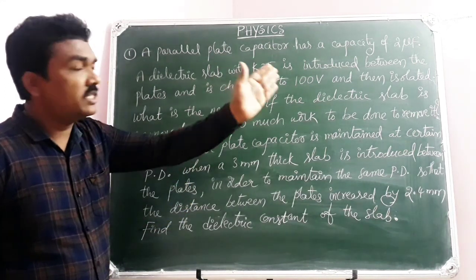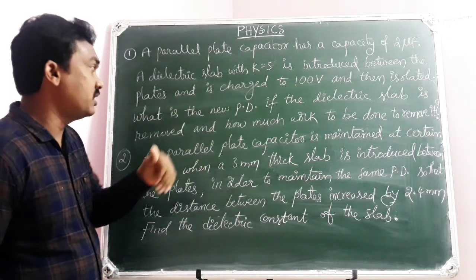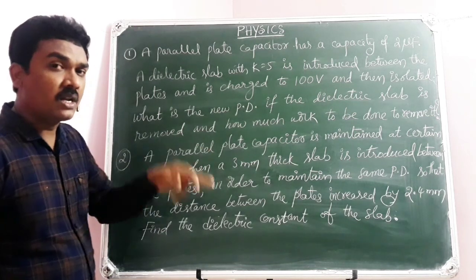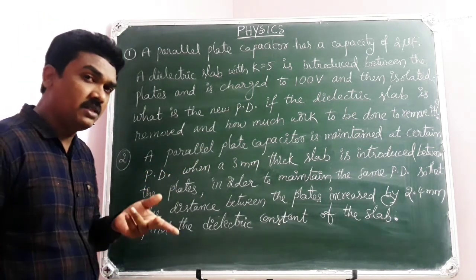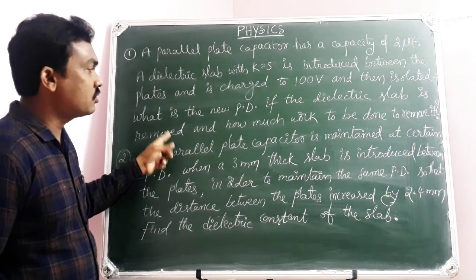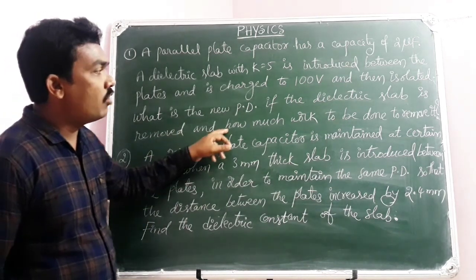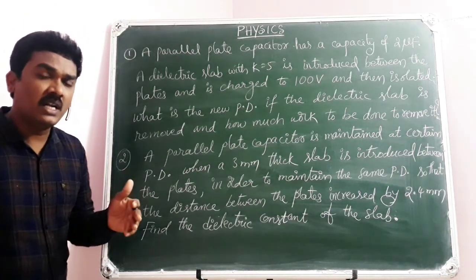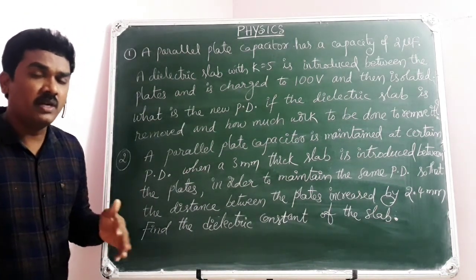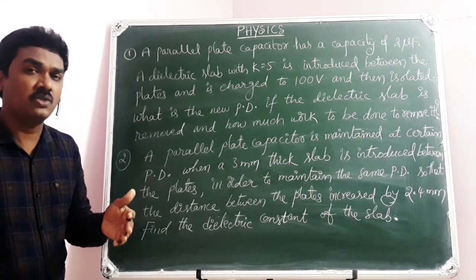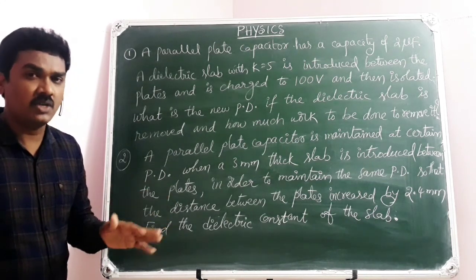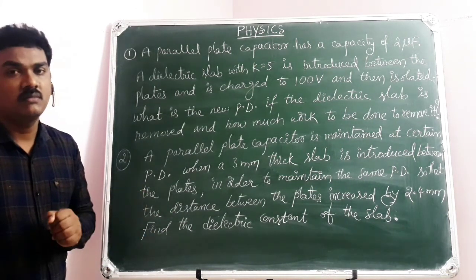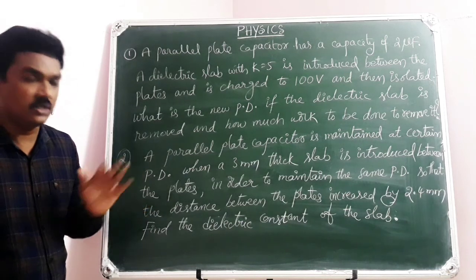Now it is isolated, later after charging it is isolated. Then what is the new potential difference if the dielectric slab is removed? On isolating, the dielectric slab is removed, then the potential difference is going to vary. And at the same time, how much work is to be done to remove the dielectric slab? Work done to remove the dielectric slab is nothing but the difference in the energy stored in the capacitor with the dielectric and without the dielectric. The difference in the energy stored will be the work done, the energy utilized in that process.